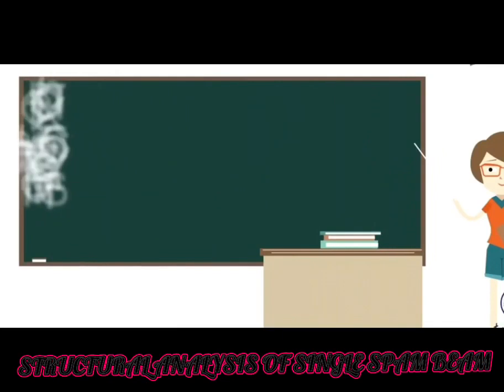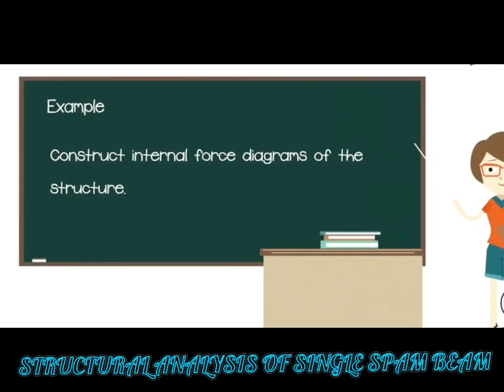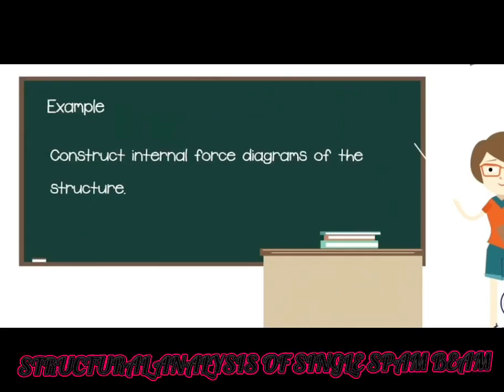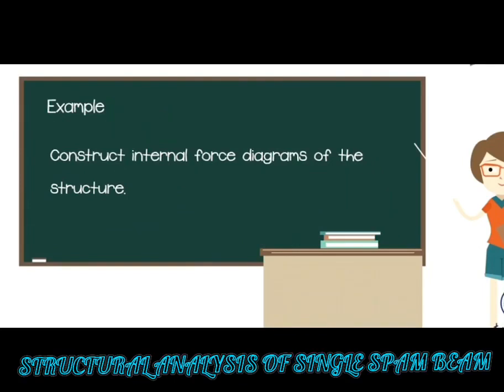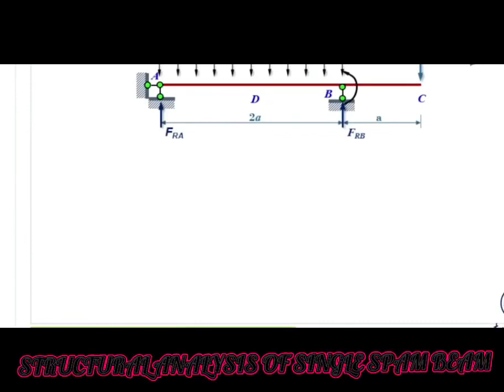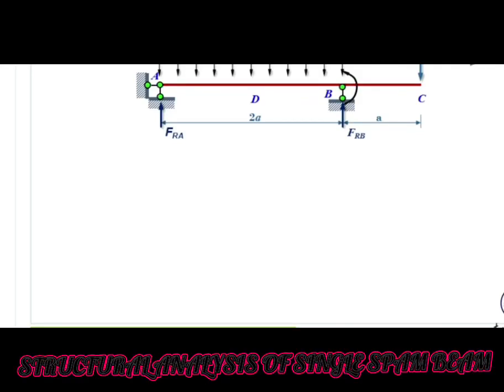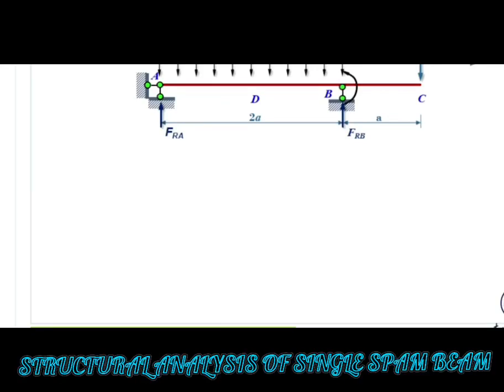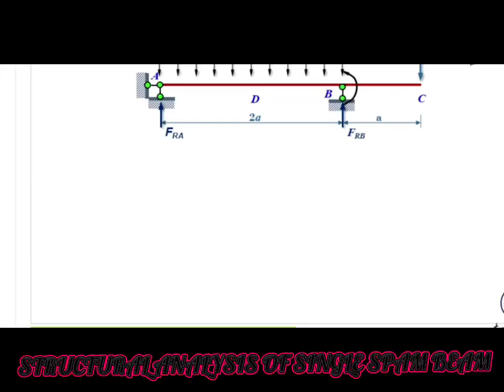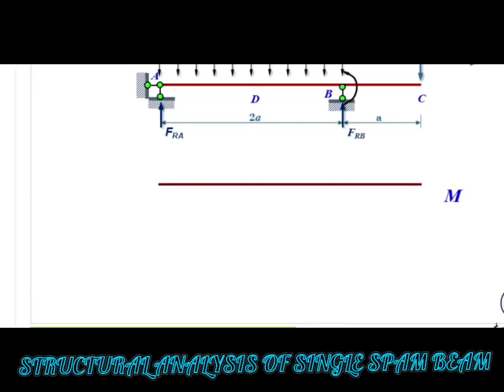Now let's look at an example to see how to use the differential relationship, increment relationship, and integral relationship to construct internal force diagrams of the structure. Firstly, let's draw the bending moment diagram. For part BC, q is equal to 0. We know that the bending moment diagram should be a diagonal line. At section C, M is equal to 0. For part CB, the upper side is in tension.